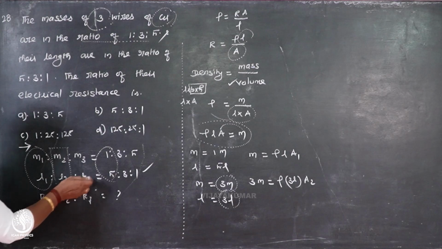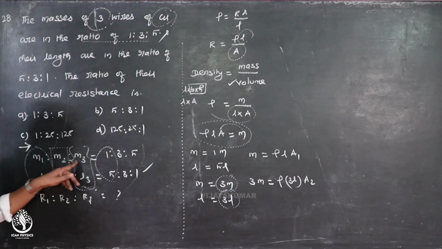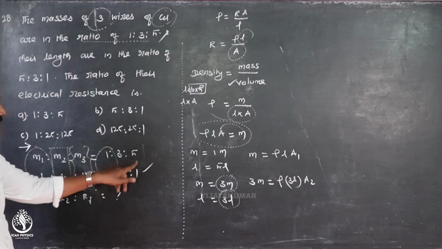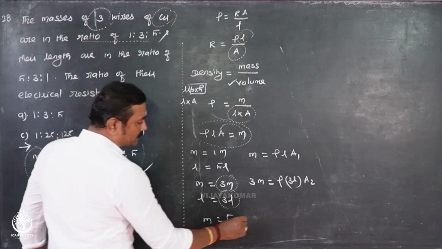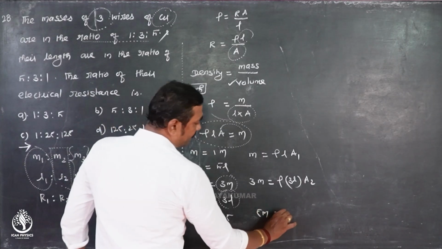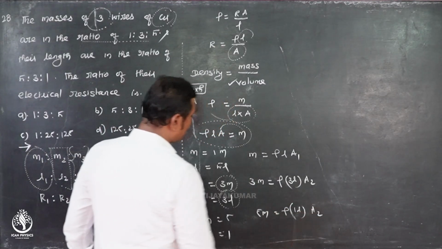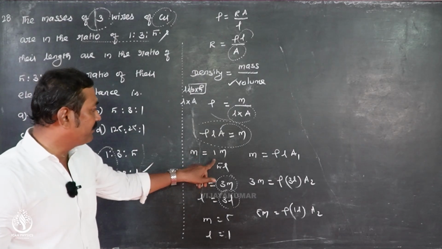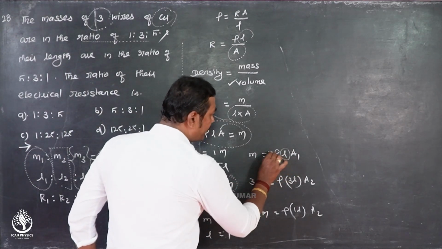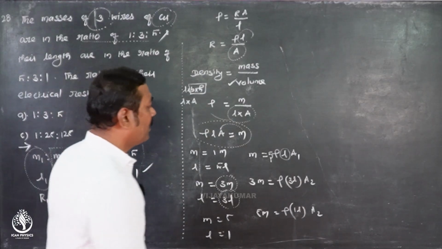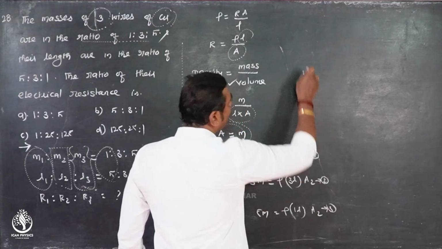Then we go to the third case, M3 and L3. Then it becomes 5, 1. So M equals 5, L equals 1. So it becomes 5 times of M equals rho into L, where L becomes 1 time, into A3. So here we have to modify: M is 1 time, and L becomes 5 times. Now this can be taken as equation number 1, this as equation number 2, and this as equation number 3.